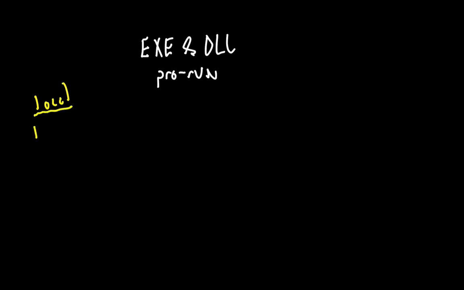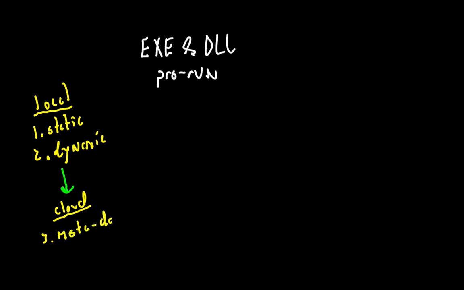I want to close out our discussion of executable and DLL analysis pre-run by talking about the cloud strategies. We already discussed the local parts of the analysis. We talked about the static analysis and the light dynamic analysis. When this process is inconclusive, some products, depending on their configuration, will escalate the analysis to the cloud components in the product. And the first phase of this is usually a metadata analysis.